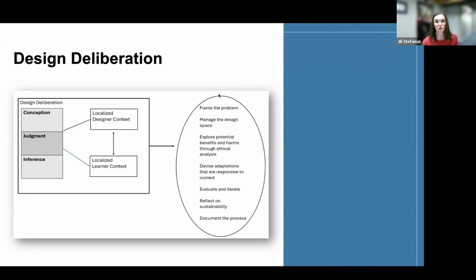And so if you look over to this right here, where we've got frame the problem, manage the design space, exploring potential benefits and harms, this is not intended to be a prescriptive framework or model. If anyone has read stuff written by me or Stephanie, you know that we don't think we need more models in the field, but how we can use models and how we can engage in design practices is really important. So this is not meant to be followed in a linear process, step by step by step. But again, this is meant to serve as a blueprint, a guide along your design adventures.